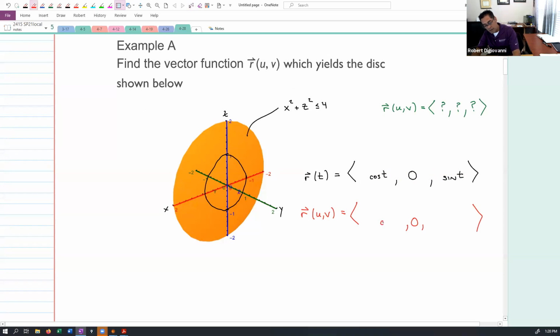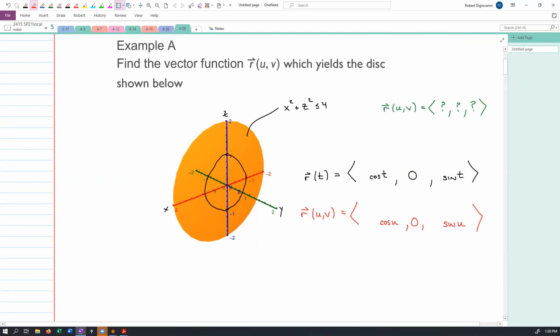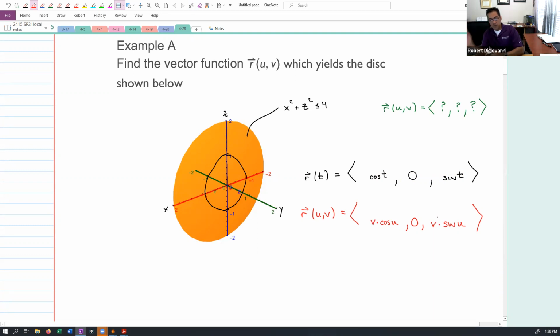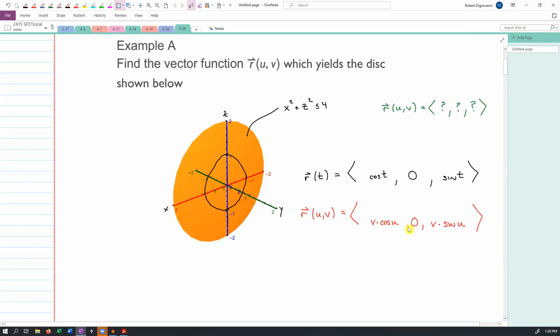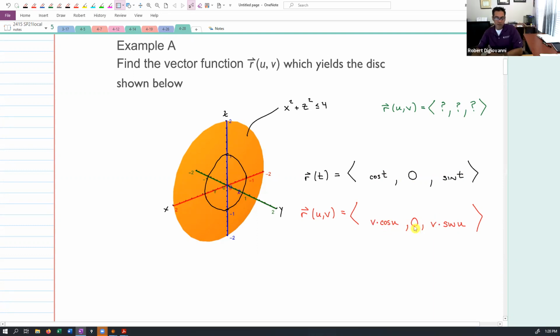So how about we call that cosine u, this one's sine of u. But now we have another variable, v, that we can use anywhere we want. So where would be a good place to put that v? Let's multiply the cosine and the sine by v. Or we can multiply the whole function and use it as a scalar. You could, because it wouldn't have an impact on 0, right? But the v itself controls the radius, doesn't it, of the circle we're drawing?